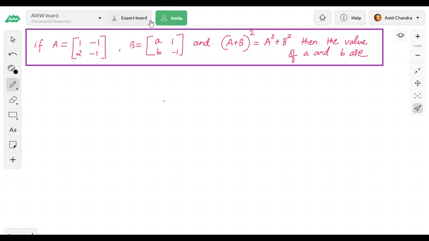a is equal to 1 and b is equal to 4. Yes, correct. Very good. That is correct. a is equal to 1 and b is equal to 4.